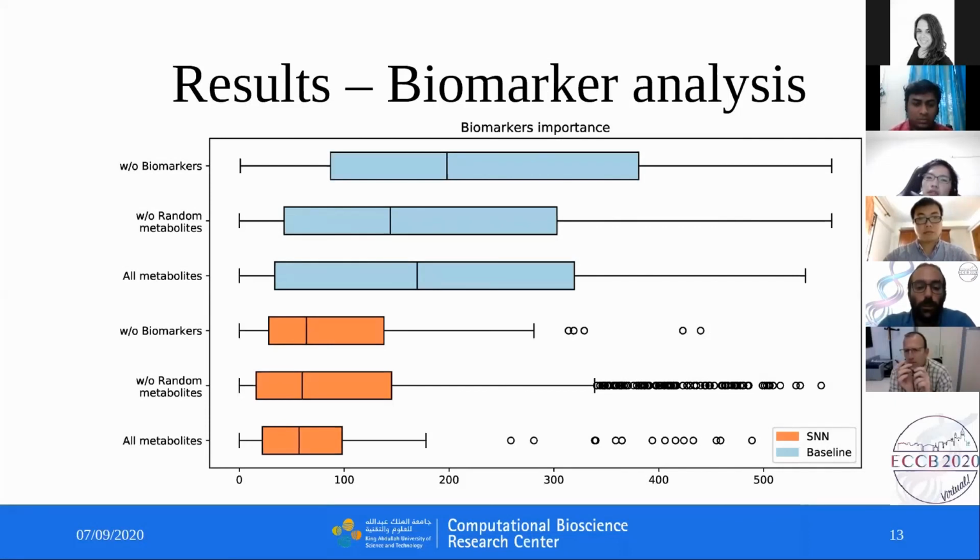The Siamese neural network, instead, is a more resilient method with respect to the information it receives. Once we use a dataset without biomarkers, we can see that the performance drops, but not so severely with respect to the baseline model. And if we remove metabolites, we also lose some performance, which means that our Siamese neural network is able to rely on a wider variety of information that is present in the sample.